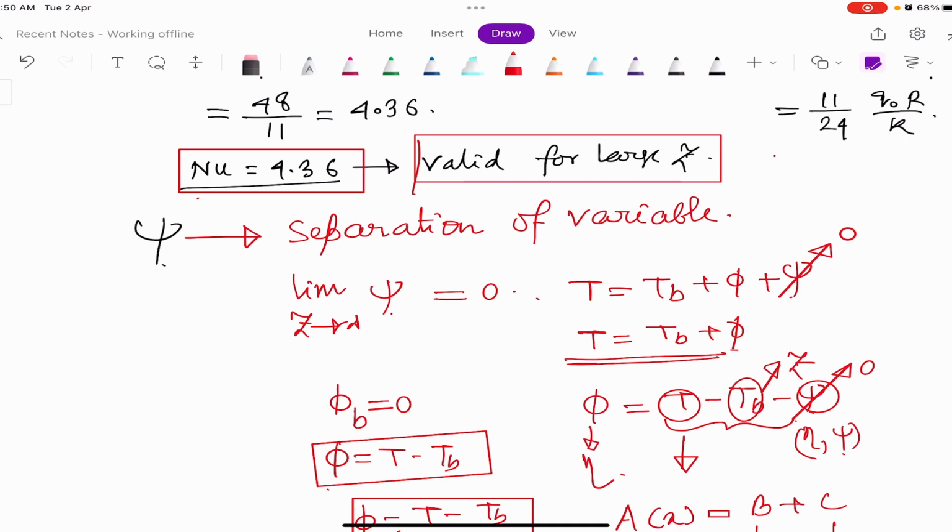Okay, so after this we will be doing the thermally developing flow, and there also we have to solve the problem by the separation of variables method. So I will solve that in the next discussion by the method of separation of variables, and your homework will be to solve for this psi.